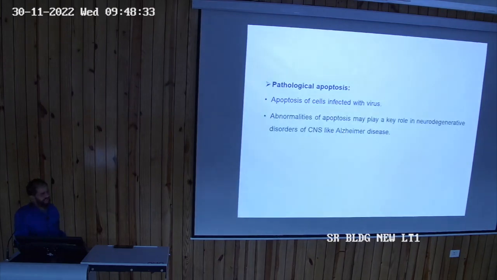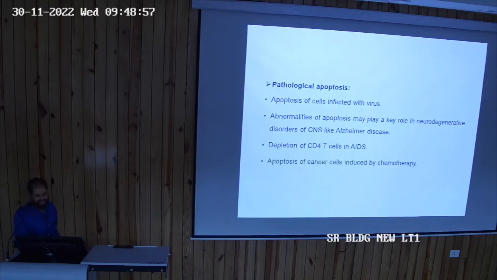And there are abnormalities of apoptosis also. If this apoptosis mechanism is not in line, it may lead to certain degenerative disorders like Alzheimer's disease, Parkinson's disease, है ना. ये apoptosis की abnormalities होती हैं. Then there is depletion of CD4 T cell count in AIDS.